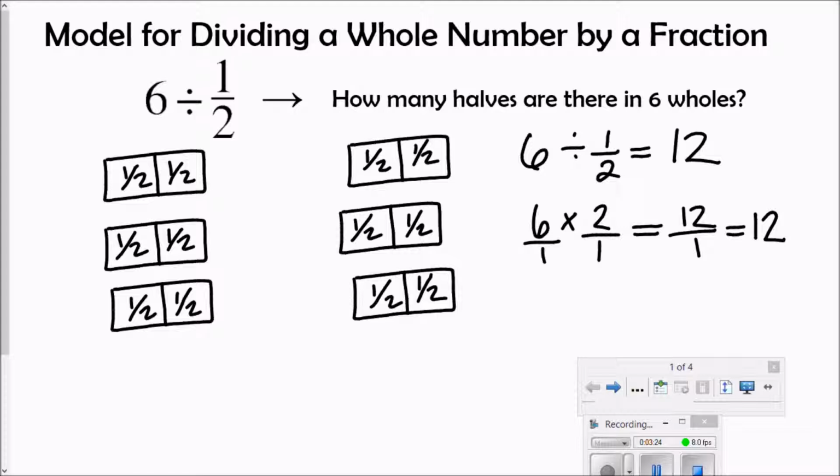So again, for the modeling part, I drew 6 wholes. I divided each of the wholes in half, and then you're really just counting the number of halves that you have in each whole, which in this case is going to be 12.